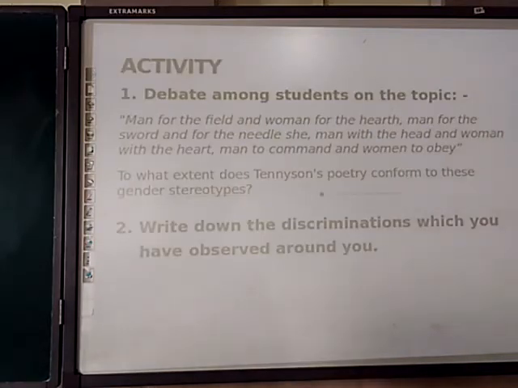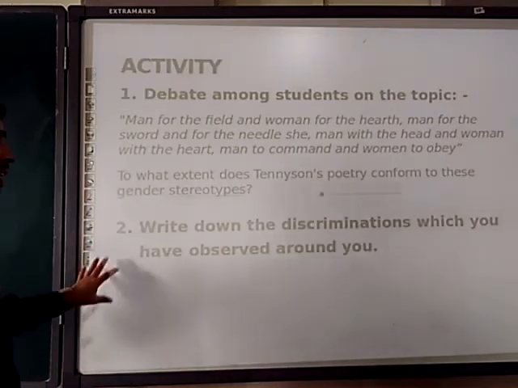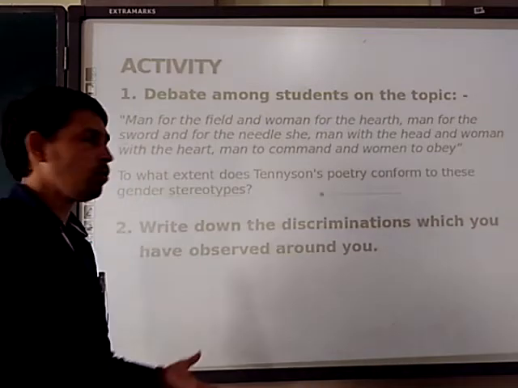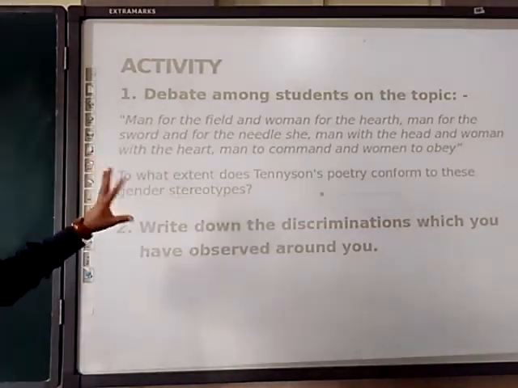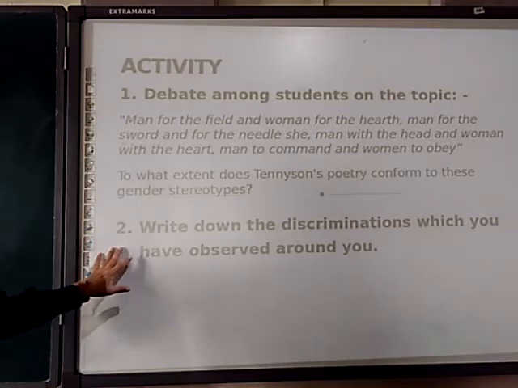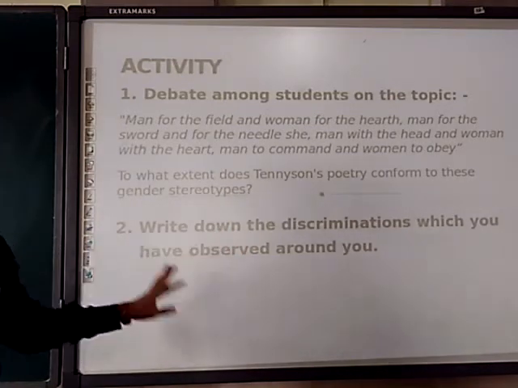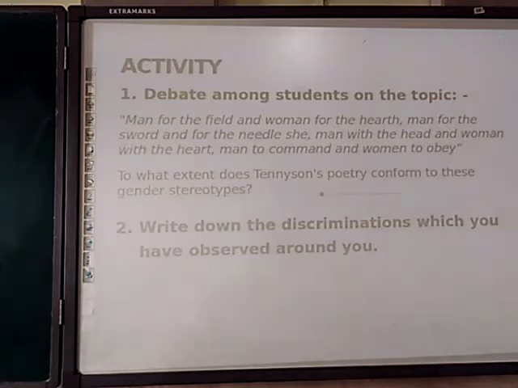Next, this is one of the activities. I am placing it here. When you come to the school, at that time we are going to do this. Please read this and write down the discrimination which you have observed around you, if you have observed any. Please note down the debate topic and bring your valuable points when you come to the school. Debate among students on the topic. Right?